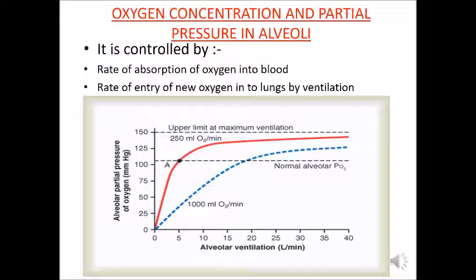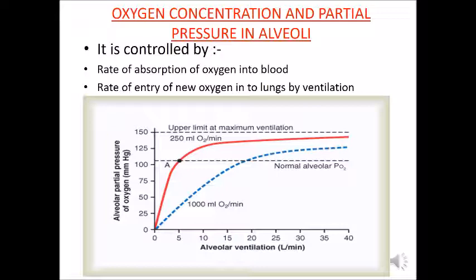Now when alveolar ventilation increases, PO2 increases. You can trace the red line above, and it is reaching up to 149 millimeter of mercury. That is the uppermost level our PO2 can achieve. And if alveolar ventilation decreases, PO2 will gradually become zero.